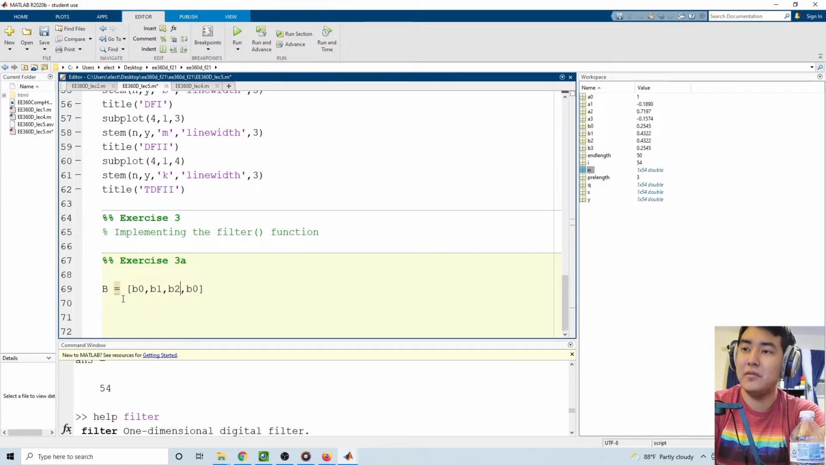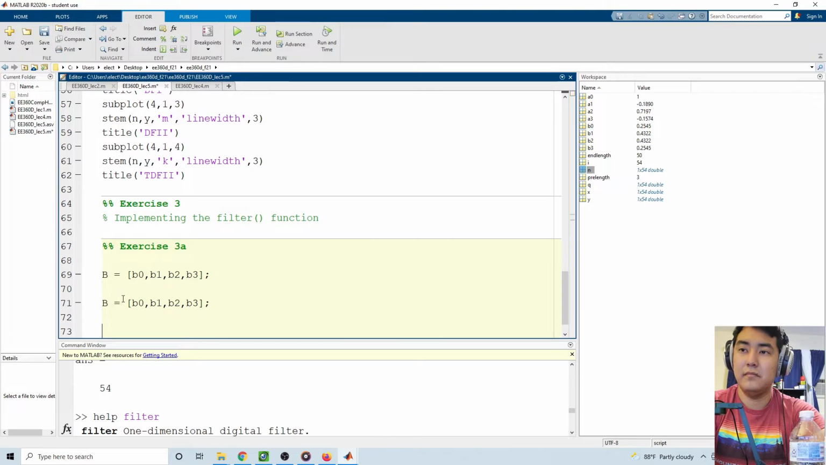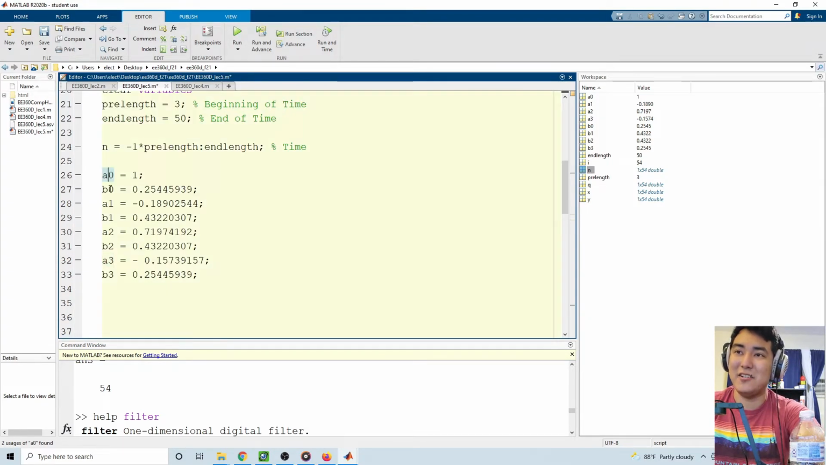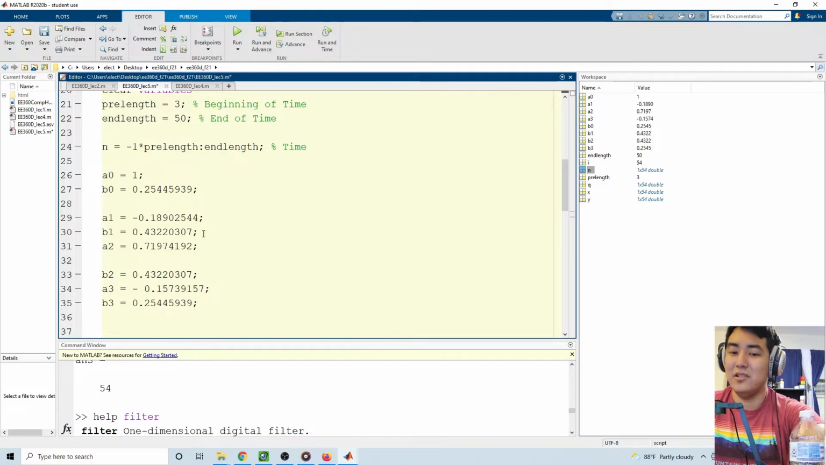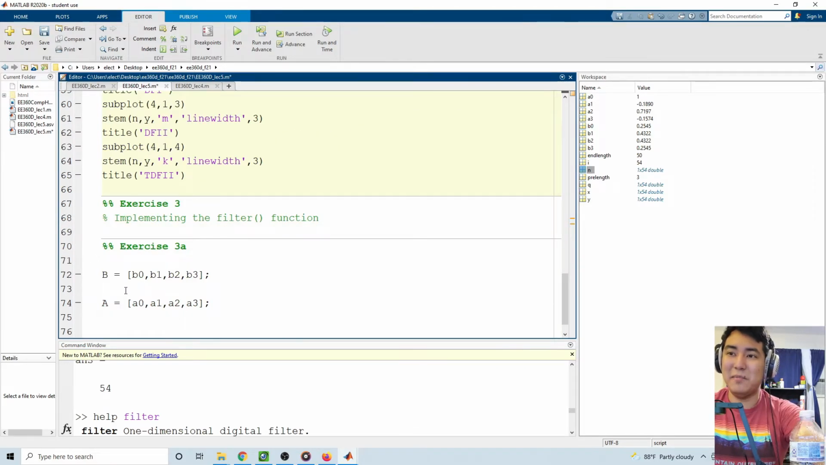1, 2, 3. There we go. And then this is a 1. Actually, okay, A0, A1, A2, 3. And there you go, because look at this. You have A0, B0, A1. See that? Here, see the pattern? That's not the pattern. See? A0, A1, B2, B3. We just put them in vectors.